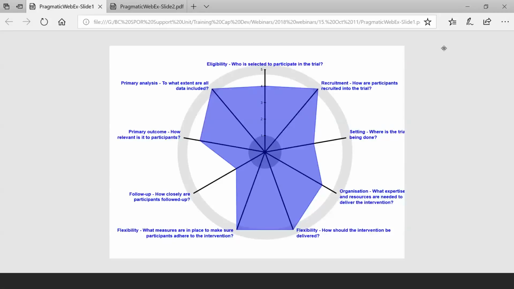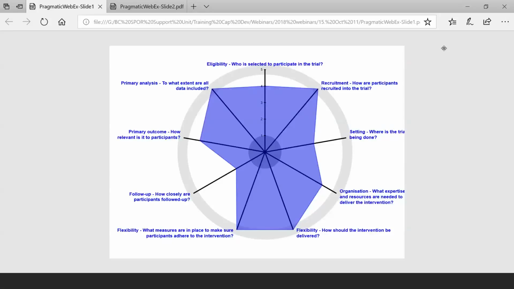And so here are the domains we think about when we want to consider how pragmatic or how explanatory a trial is. Again, there's eligibility, who was selected to participate in the trial. There's how recruitment was done, and the setting. So often we do trials in tertiary care centers, even though the treatment may be applied in primary care. Then the organization, i.e. what expertise and resources you need to deliver the intervention. Flexibility, i.e. do people have to take all of their tablets or all of the intervention, etc.